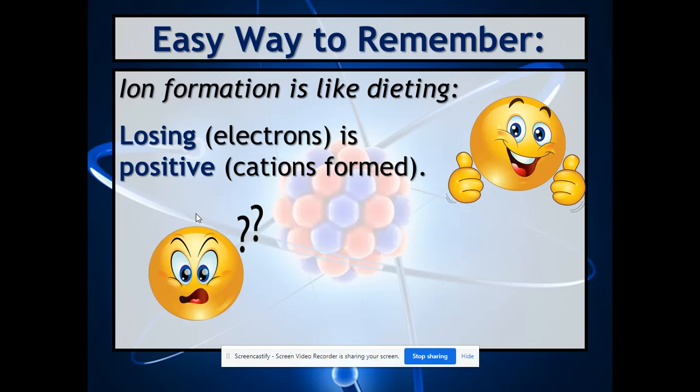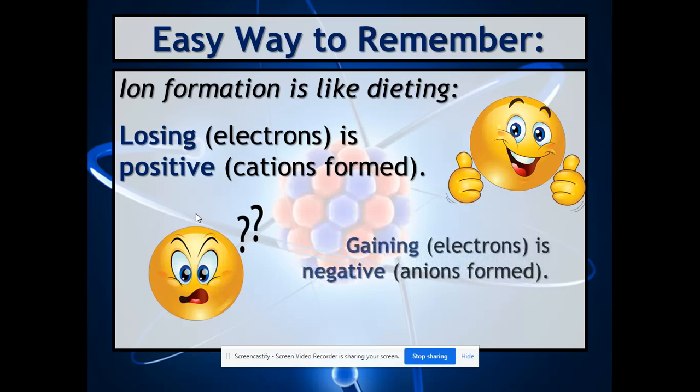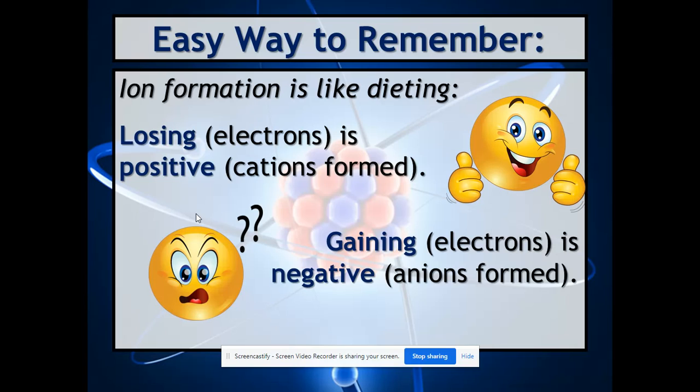So it's kind of like dieting, all right? If you lose weight, that's a positive thing. So when we lose electrons, we become more positive. Cations are formed. And then when you gain weight, and you're trying to diet, that's a negative, right? So when you gain electrons, you are gaining a negative amount, a negative charge. So that's when you get your anions.